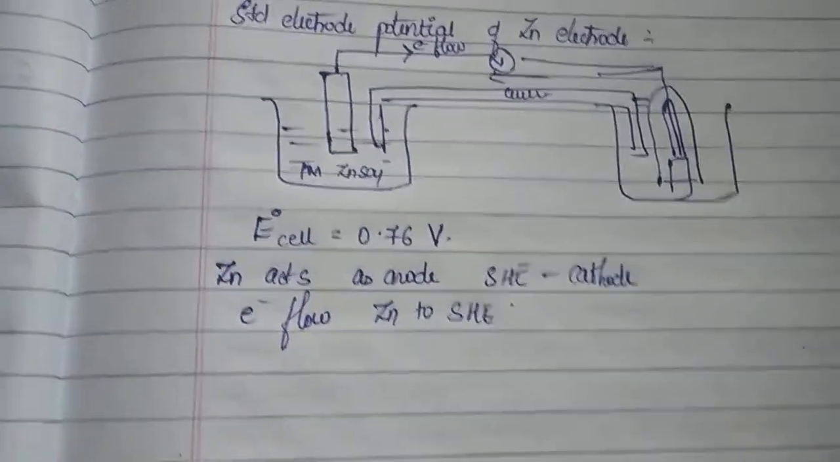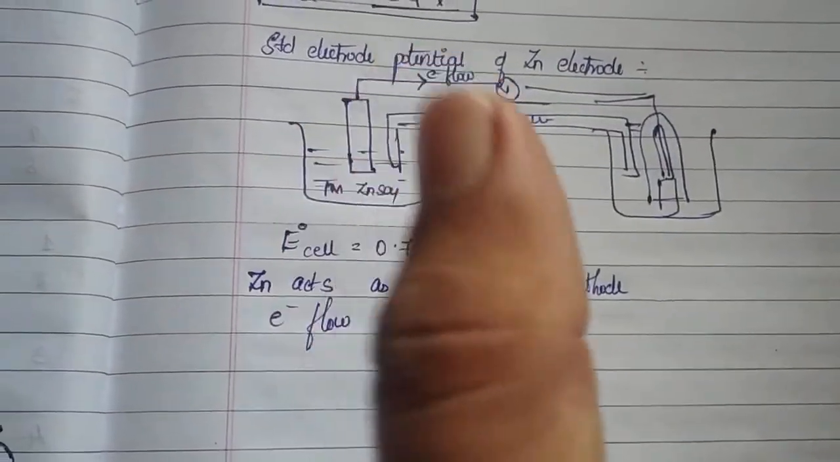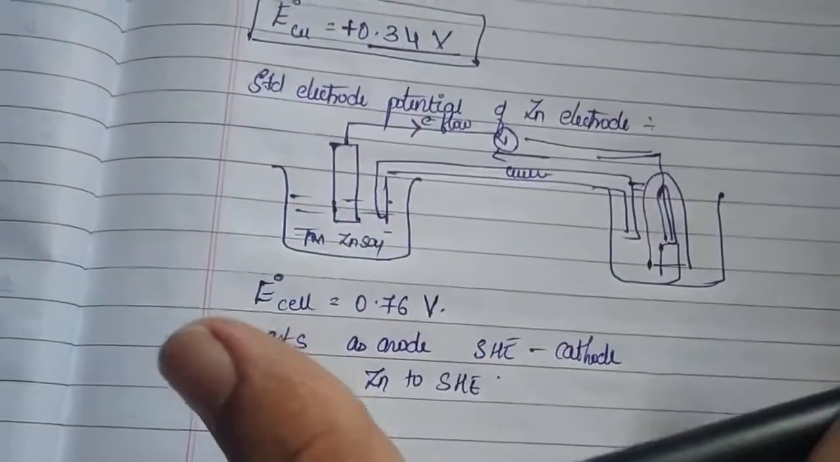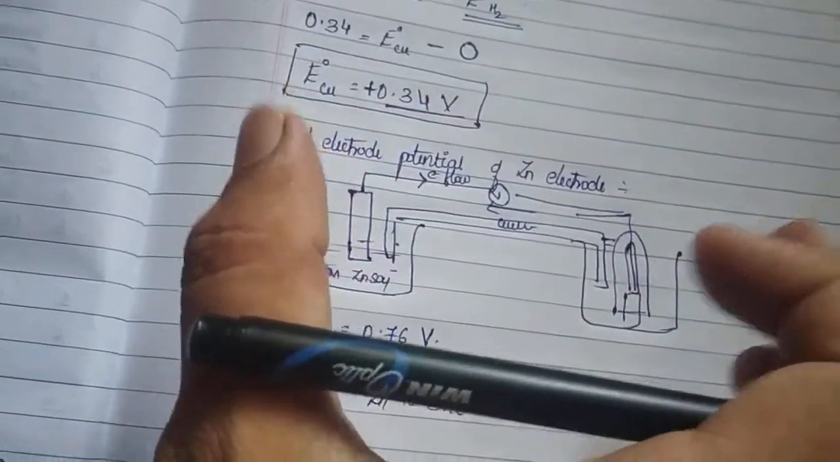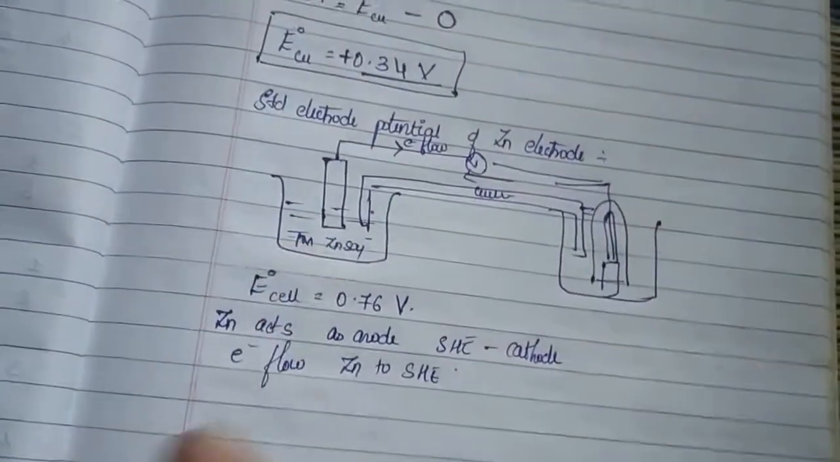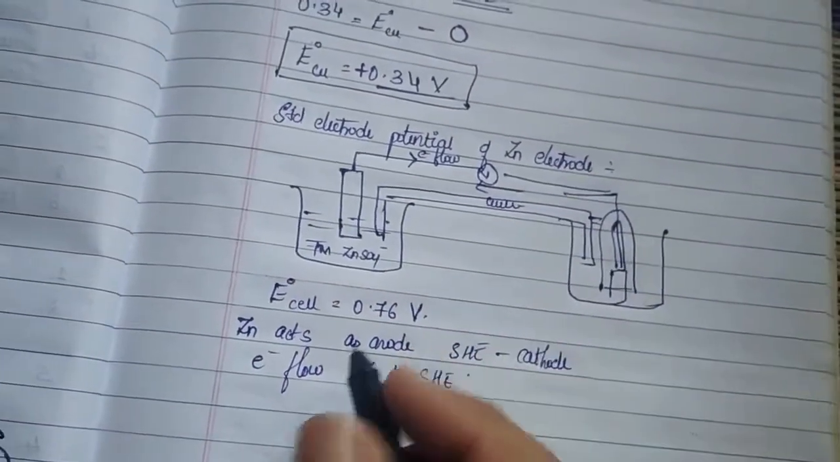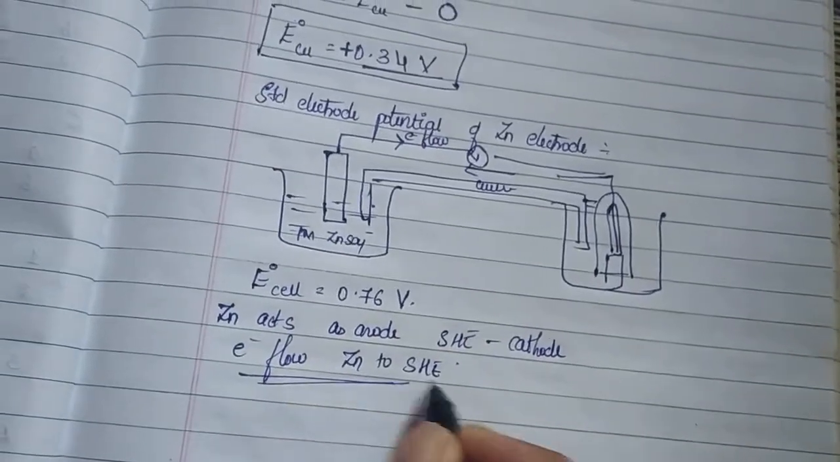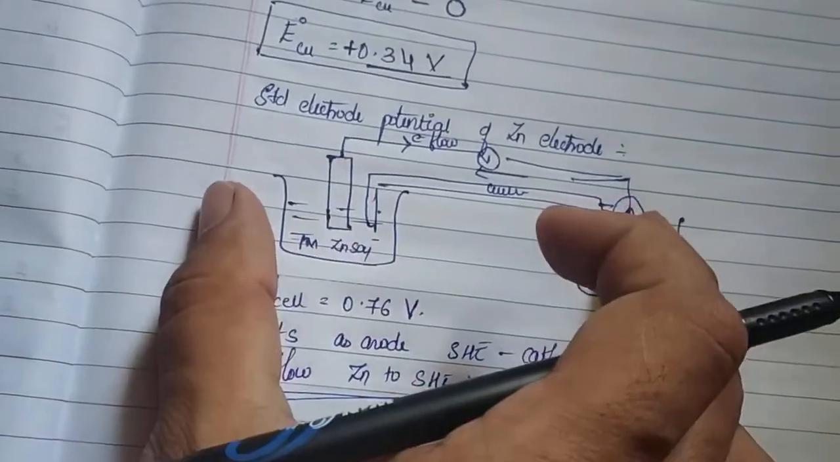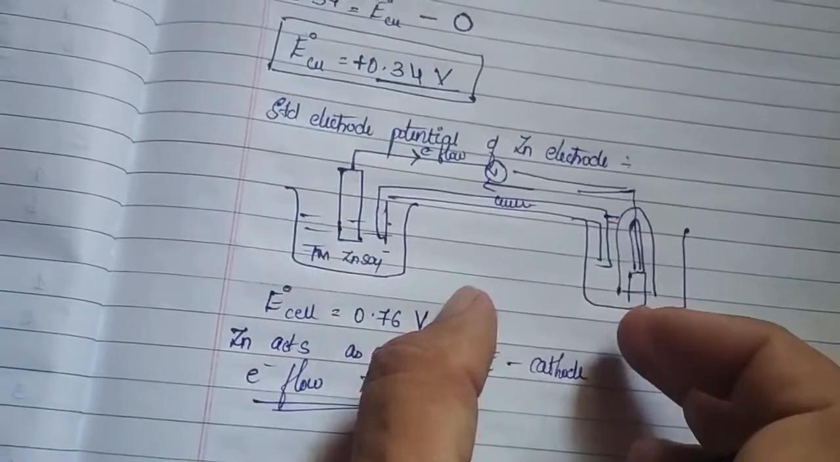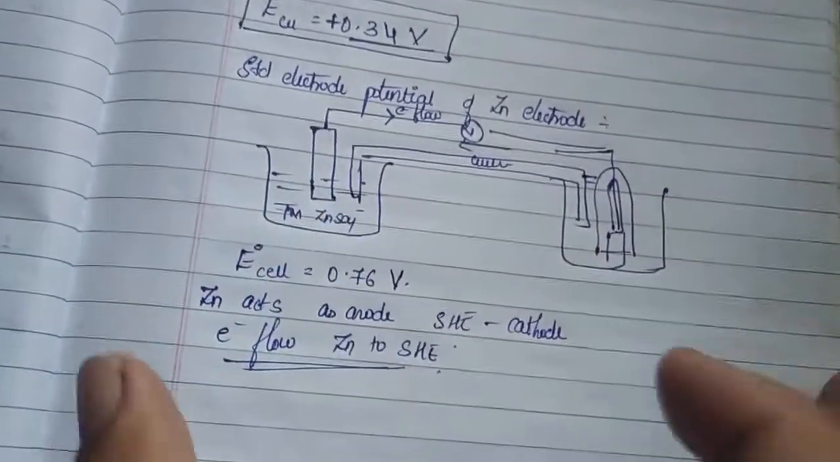These are the points one sees whenever an examiner is looking for your answer. First of all, he sees your diagram. Then he sees which is acting as an anode and which is acting as a cathode. Why? Because the electron is flowing from zinc to SHE. Then he sees the value of E naught of this cell, 0.76 volt. So these are the points.